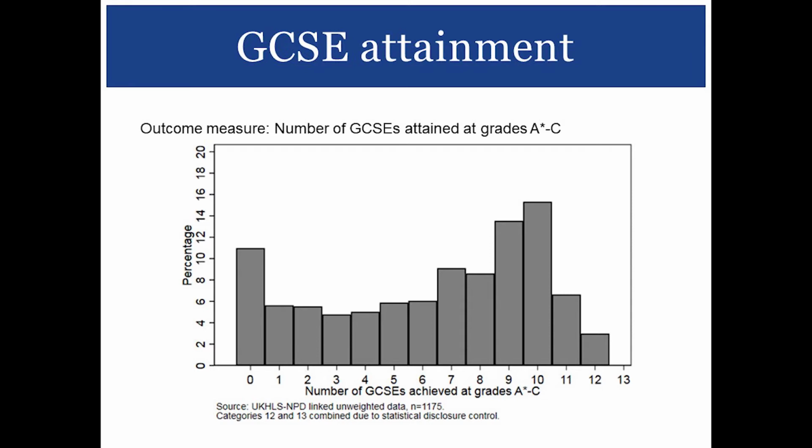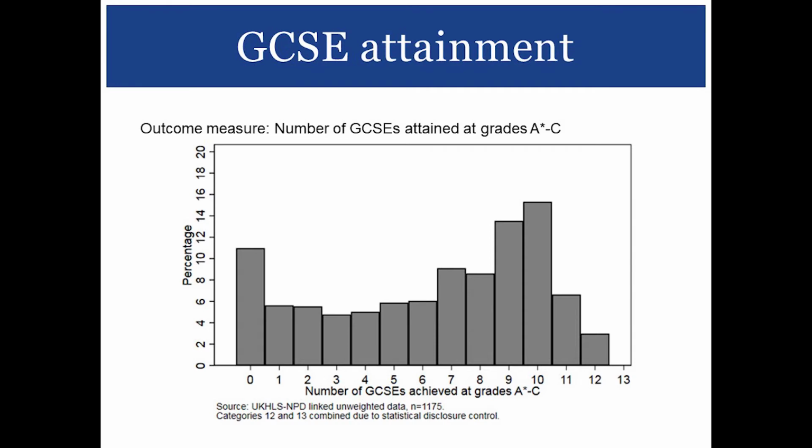This graph is from the Understanding Society sample, and we have a similar one for the BHPS sample. And we can see in this sample that there's about 11% of young people who achieve no A star to Cs. But I want to stress that these individuals do achieve at least one D to G. So here we're not conflating those who have no GCSEs at all with those who just haven't sat the exams.